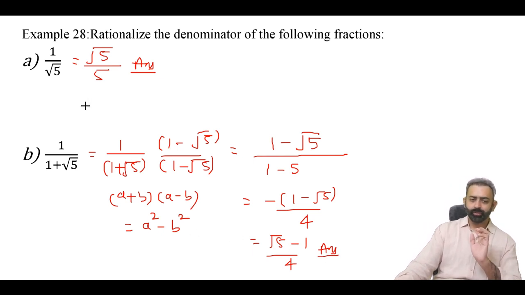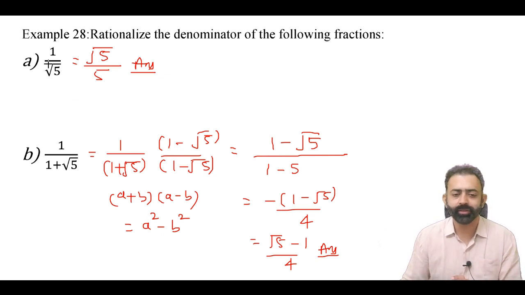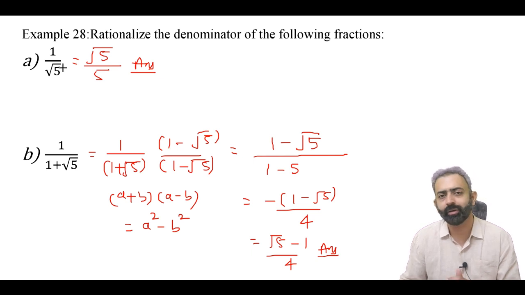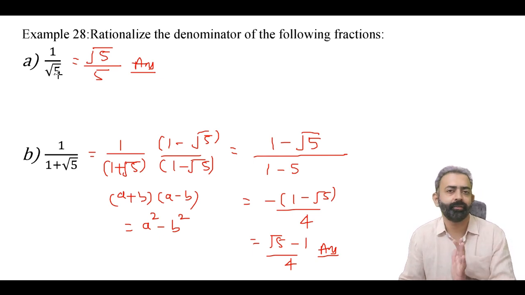In both these questions, just notice here that this square root can only be removed if we square this. Simple mathematics says that a square root can only be removed if we square it. This is of course easy: we multiply root 5 and root 5 so that root 5 becomes a square. That's why it can be written as 5.